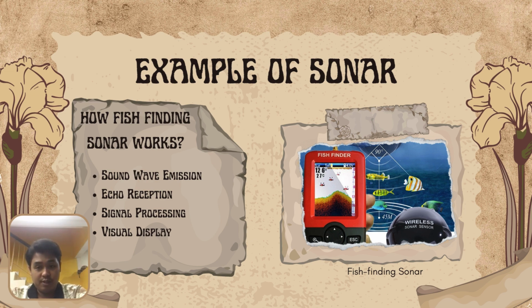Third is signal processing. The fish finder processes these returned echoes to determine the location, size, and composition of the objects. Modern fish finders use sophisticated algorithms to distinguish between fish and other underwater objects. Lastly is visual display. The processed data is displayed on a screen, usually in the form of a graphical representation. Fish are often shown as arcs or dots, while the bottom contour and structures are depicted as lines or shapes.